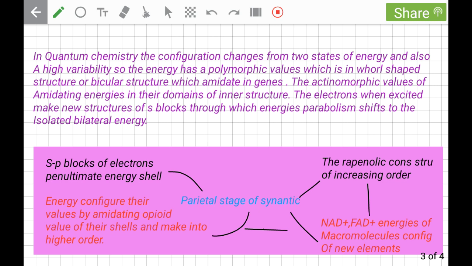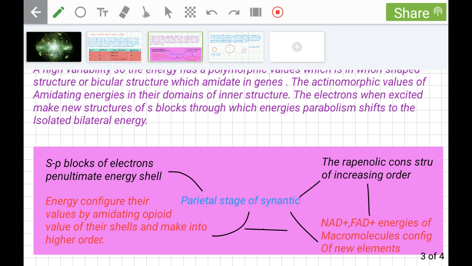So the each have a parietal stage where the synaptic network meets with the third state or the SP block of energies. Here is the whole energy state, how the energies parabolism takes place, the Rapinolic value construct, all the changes in the etheric values of isomers. They amidated the values in the parietal stage.